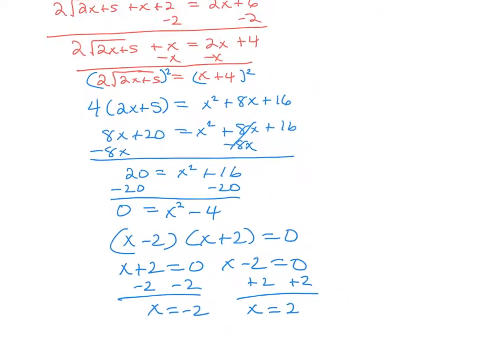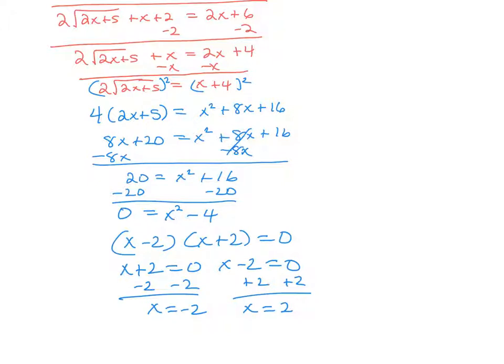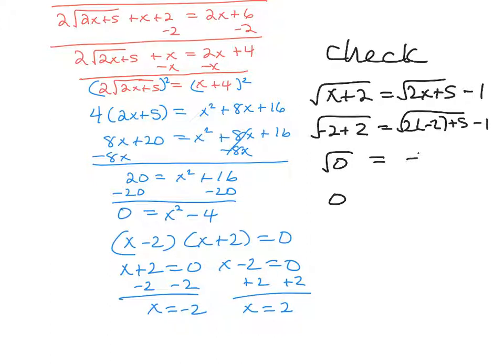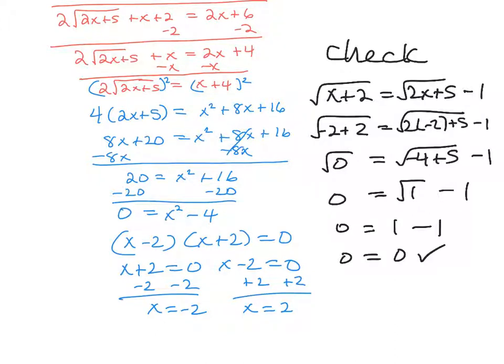I do need to check to see if they both work or if only one works. So I'll do the check here. Again, it was the square root of x plus 2, plus the square root of 2x plus 5, minus 1. I'll check the negative 2 first. Plug it in for x. And I get square root of 0, which is 0. Over here I get negative 4 plus 5. Negative 4 plus 5 is 1. The square root of 1 is 1. 1 minus 1 is 0. So the answer of x equals negative 2 works.